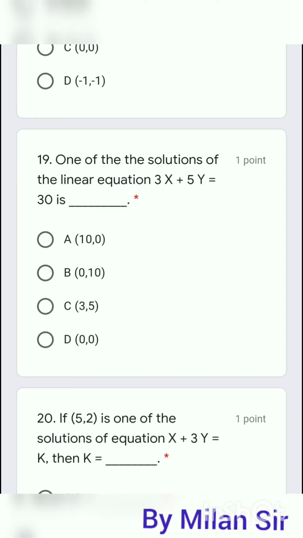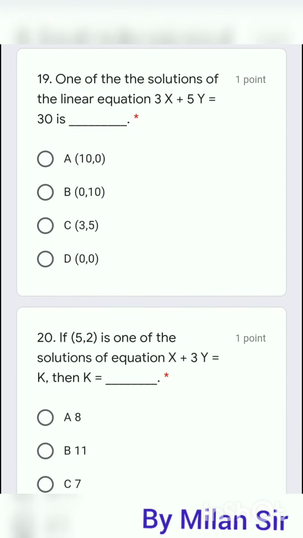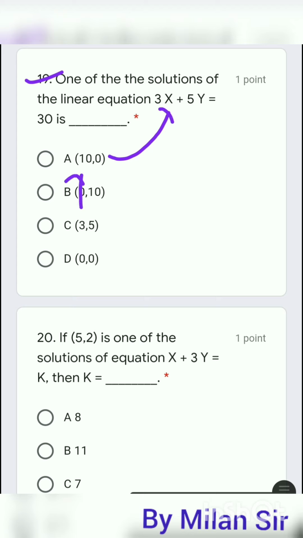After that, question number 19. One of the solutions of the linear equation 3x plus 5y is equal to 30 is. So here we need to find the solution. Now solution means what? Solution always satisfies the equation. That means if we put the value of x as 10 and value of y as 0, we need to check for (10, 0).